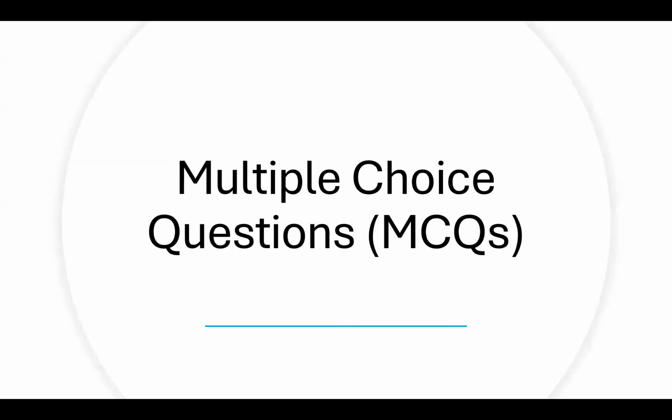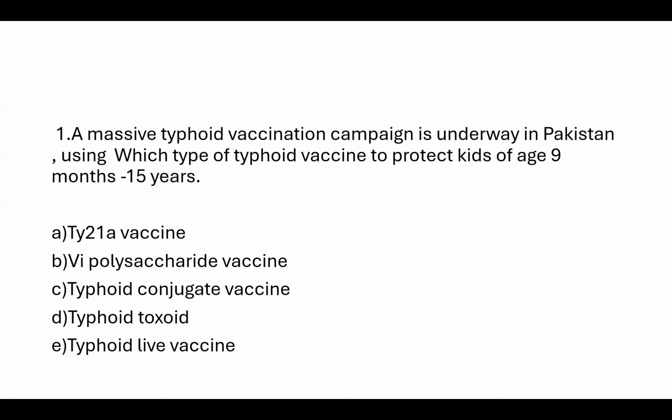So now we come to the multiple choice questions. A massive typhoid vaccination campaign is underway in Pakistan, using which type of typhoid vaccine to protect kids of age 9 months to 15 years? Type 21A vaccine, Vi polysaccharide vaccine, typhoid conjugate vaccine, typhoid toxoid, or typhoid live vaccine. C. Yes, typhoid conjugate vaccine is the one which can be given to children 6 months and onwards.